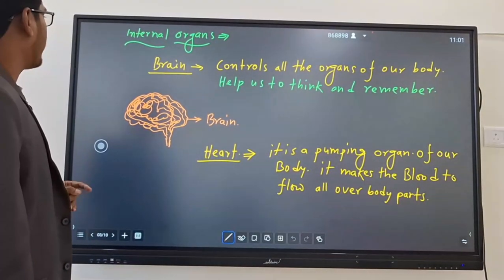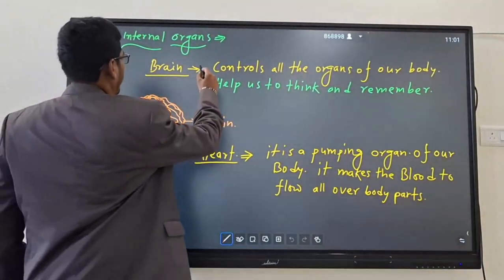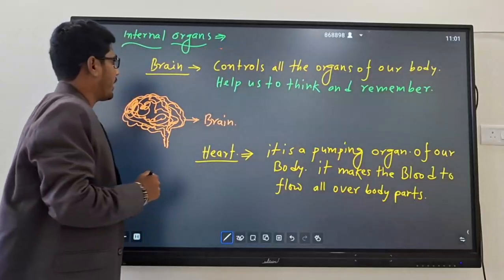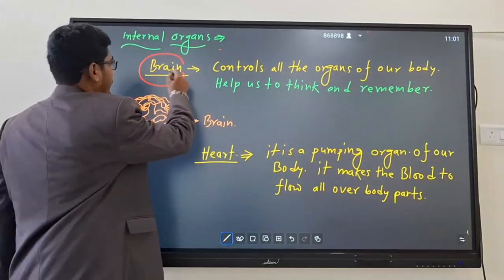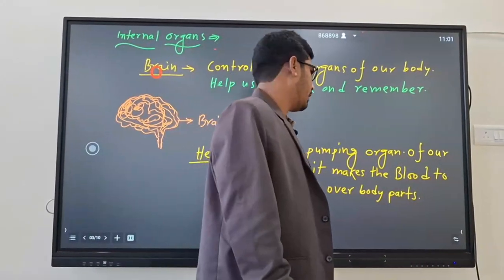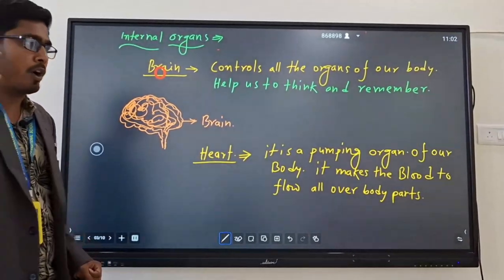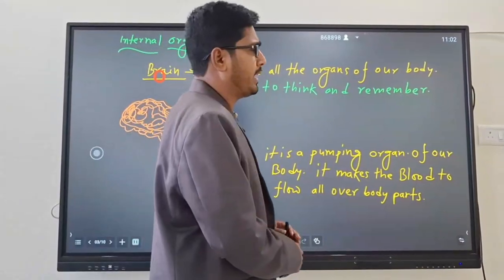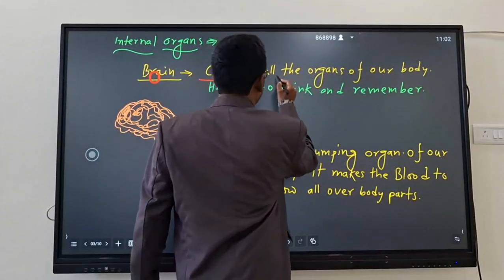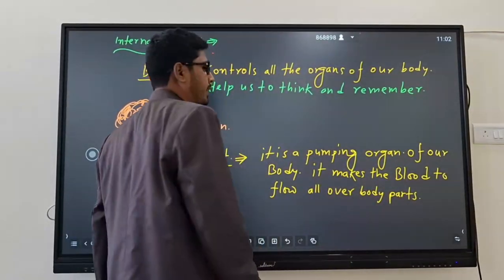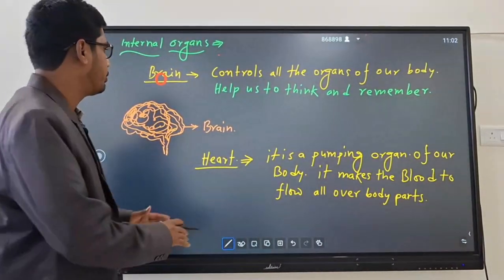Now, the internal organs. Our discussion point now is internal organs. What is the brain? The brain is a major internal organ. It controls our body parts and body movement. Everything is controlled by the brain. If the brain is damaged, it can lead to death.